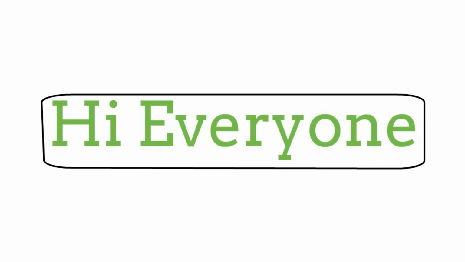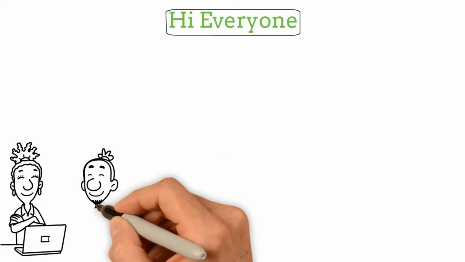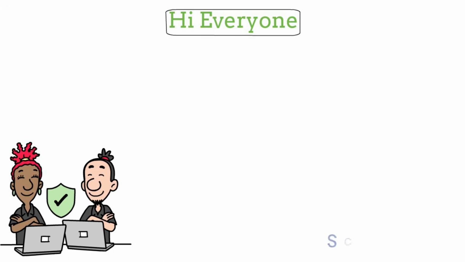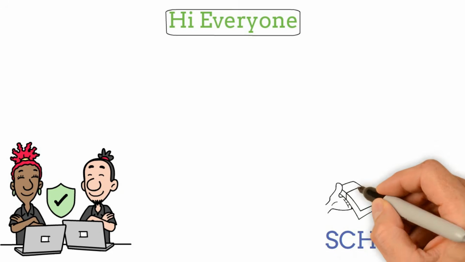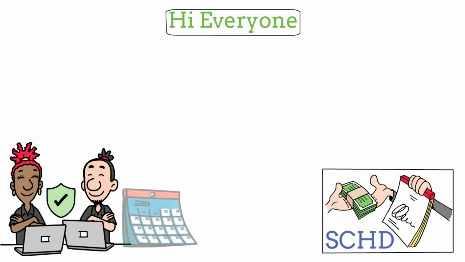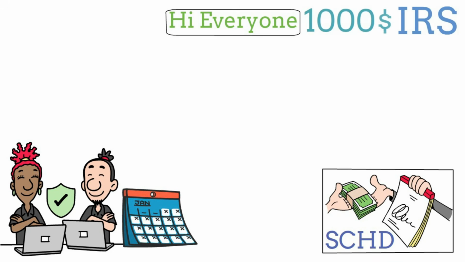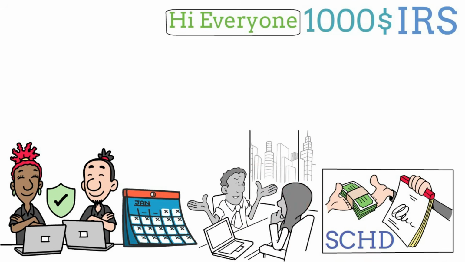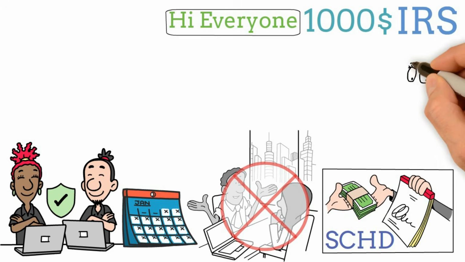Hi everyone, imagine two neighbors, same street, same job, same income. Both own SCHD, both collect the same dividend check every quarter. But at the end of the year, one of them writes the IRS a check for thousands of dollars more than the other. Not because they cheated, not because they made a mistake, simply because nobody told them one rule.